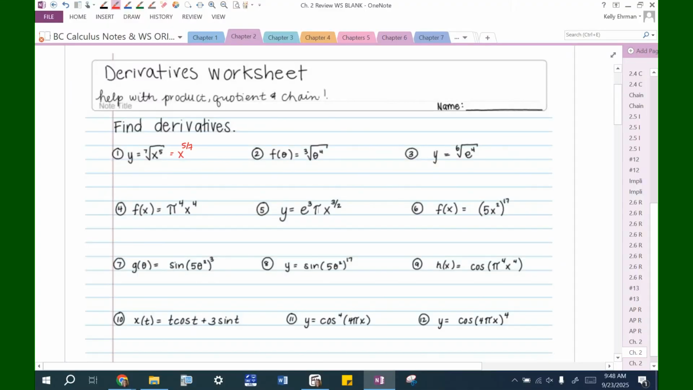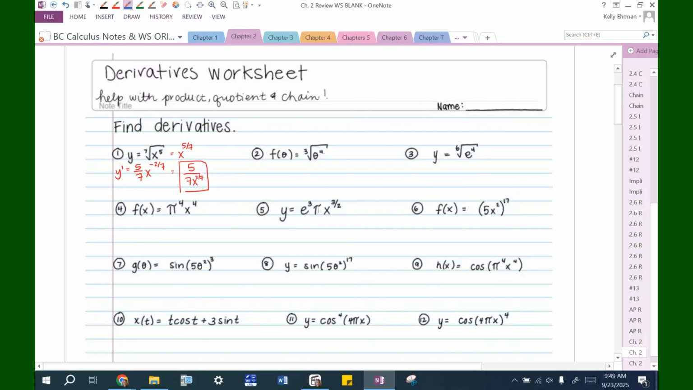Remember, sometimes it helps to rewrite roots as exponents. So y prime equals 5/7 times x to the 5/7 minus 1, which is negative 2/7. And then we want to rewrite that as 5/7 x to the 2/7. Or you could write the 7th root of x squared in the denominator.